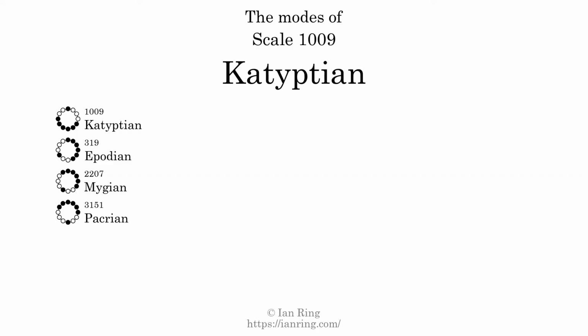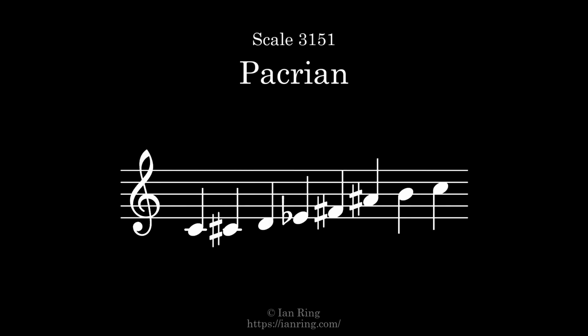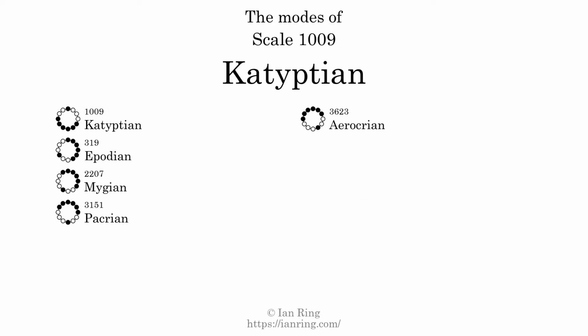The fourth mode is scale 3151, also known as Pakrian. It sounds like this. The fifth mode is scale 3623, also known as Arokrian. It sounds like this.